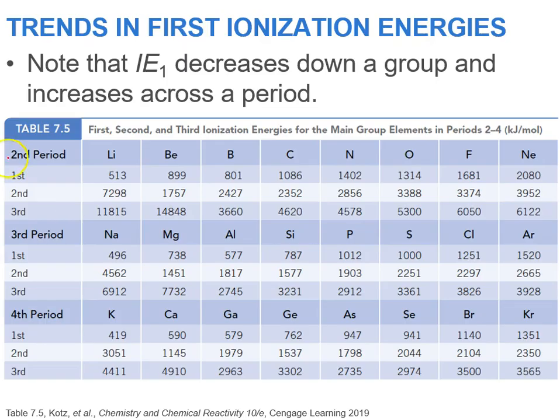So if we look at this table right here, let's go down a group first. If I look here with lithium, and we're just going to look at first ionization energy, that means how much energy does it take us to remove one electron? For the first electron for lithium, 513 kilojoules per mole. For sodium, it's 496 kilojoules per mole, and for potassium, it's 419 kilojoules per mole.